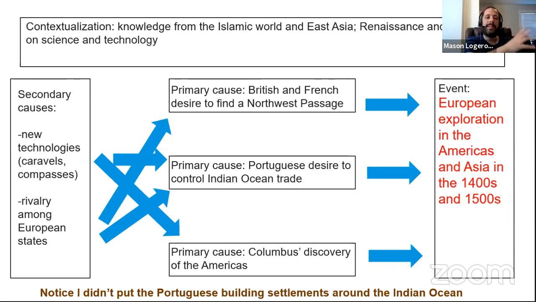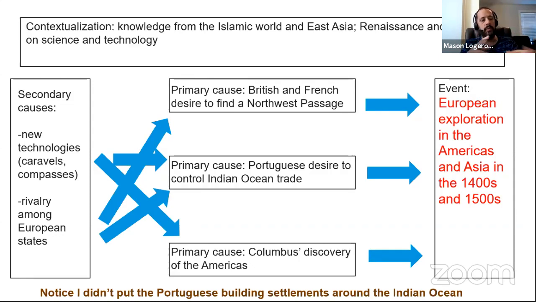But then you've got to think about the secondary causes as well. Like, okay, those primary causes directly caused European exploration to increase in the 1400s and 1500s. But what were the secondary causes of that? That's where you get into the new technologies, the new types of ships, the new types of sails. That's where you get into the rivalry among the European states, fighting over territory, fighting over resources, fighting over trade routes.